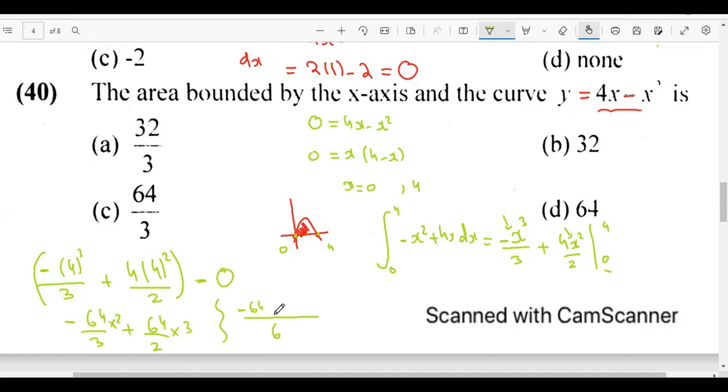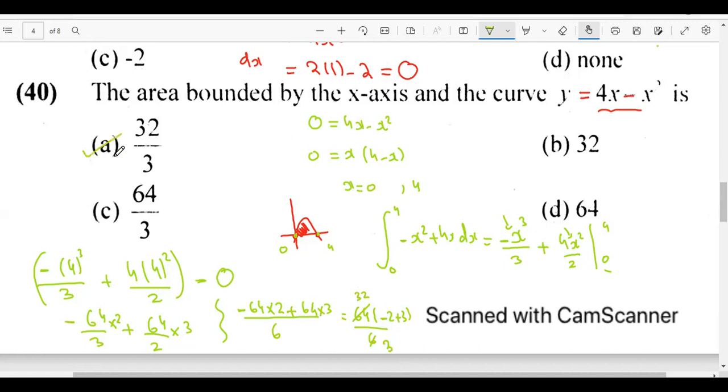I need to multiply 64 by 2, and I need to multiply 64 by 3. So minus 64 into 2 plus 64 into 3. So no need to simplify things. I can take 64 common. So this would give me minus 2 plus 3 divided by 6. And now I can just cancel this out. So it's 2 into 3, and it would become 32. So 32 divided by 3. The answer would be A.